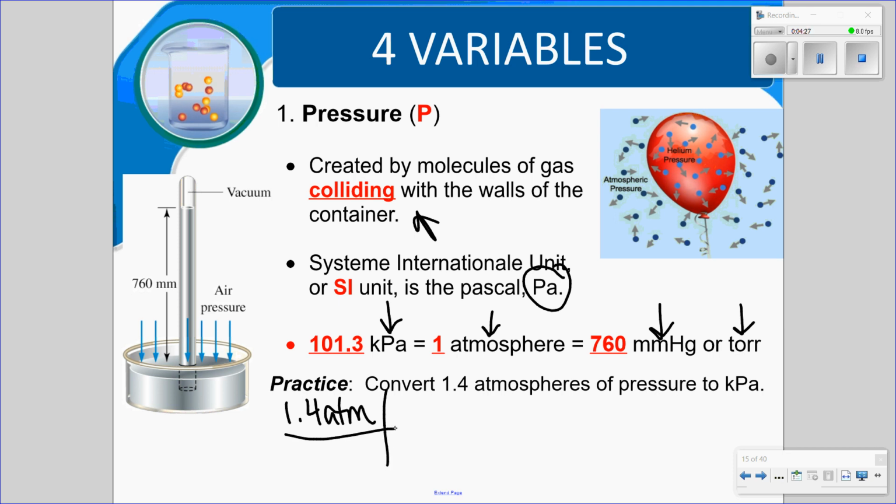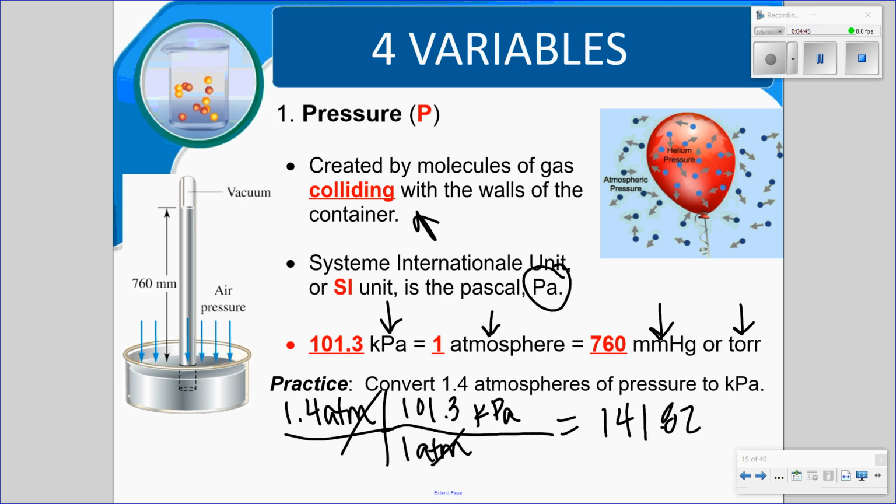And I'm going to do dimensional analysis. So every 1 atmosphere is equivalent to 101.3 kilopascals. I solved that out, and I got 141.82. If you talk about significant figures, it would end up being 140 kilopascals. And that's how you convert between pressure units.